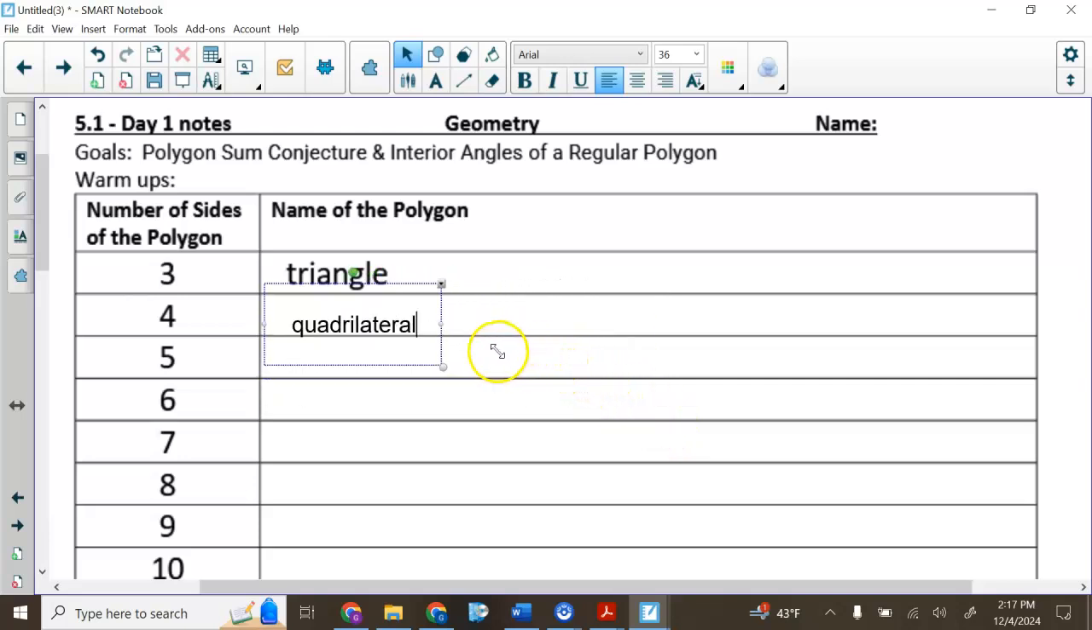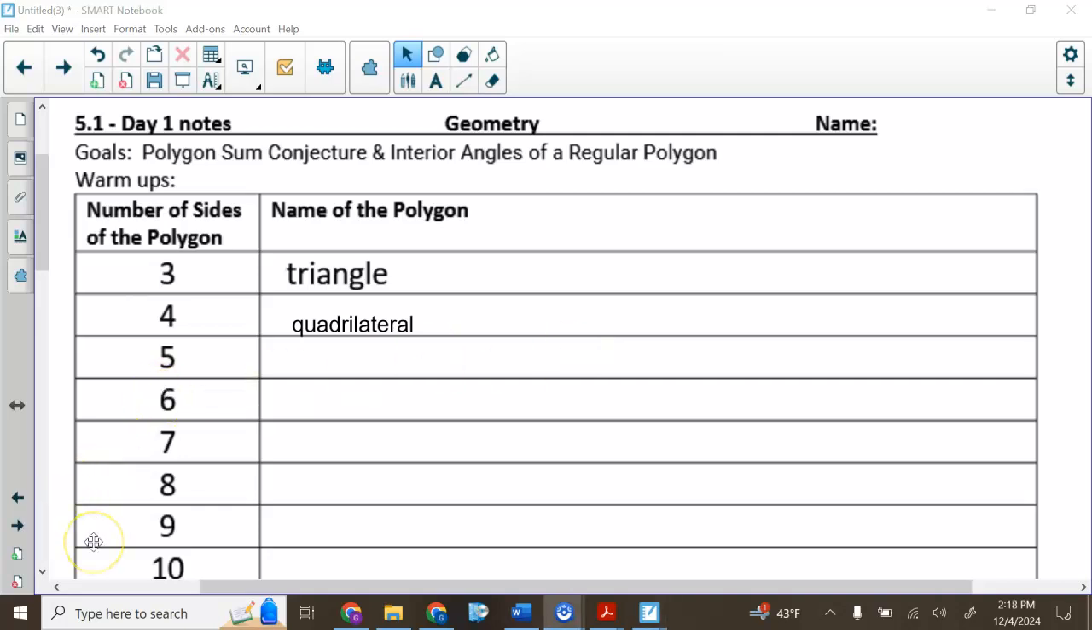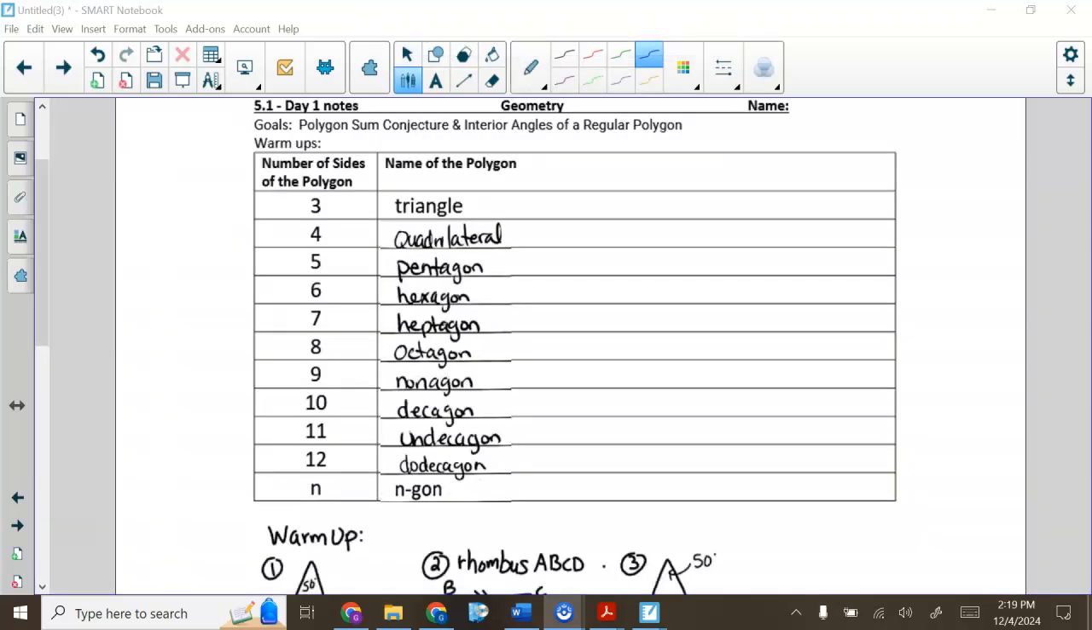Go ahead and pause the video and see if you can answer some of the other ones. Earlier in the year, we gave you these, but you didn't have to have them memorized yet. Now we're going to have them memorized this chapter. All right, so go ahead and pause the video and unpause it when you're ready. All right, so go ahead and look at the examples.